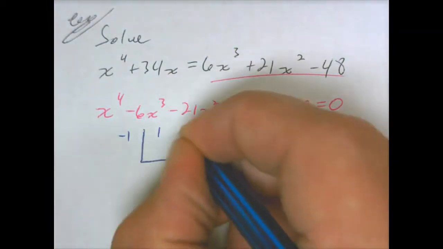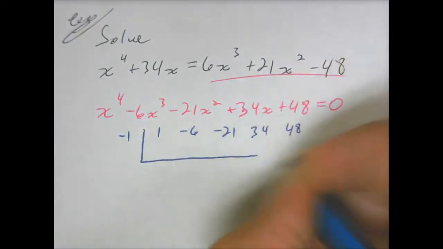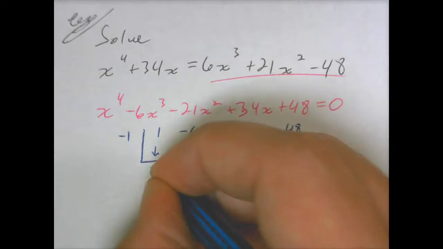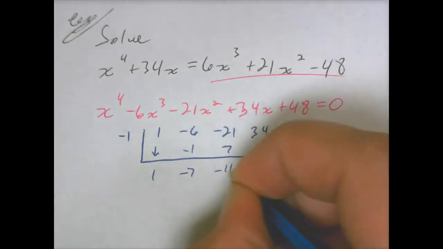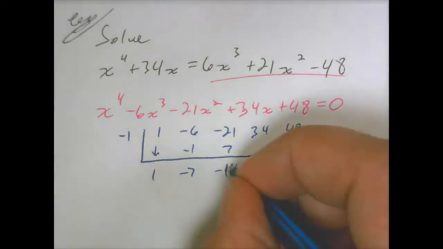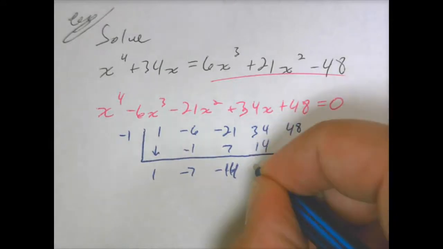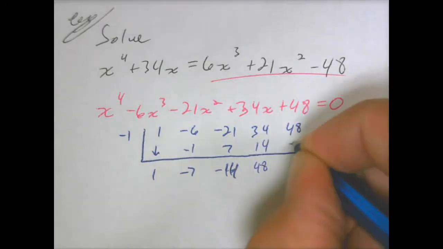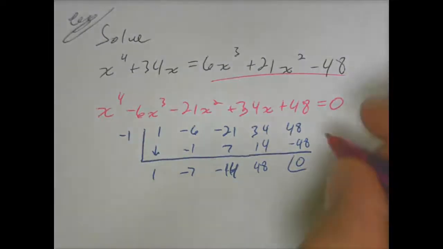So I have 1, -6, -21, 34, 48. So 1, -1, -7, 7, 14. It says 14, I'm sorry. 14. And then 48, and then negative 48, and that makes 0. Cool. So x plus 1 is a factor.